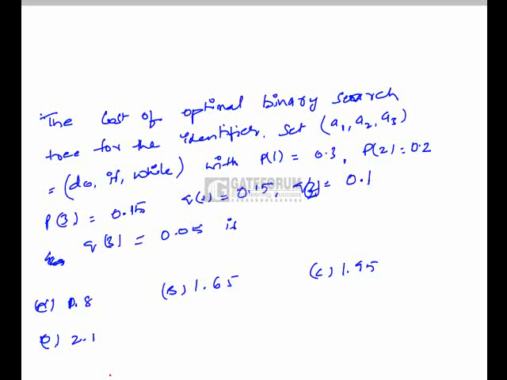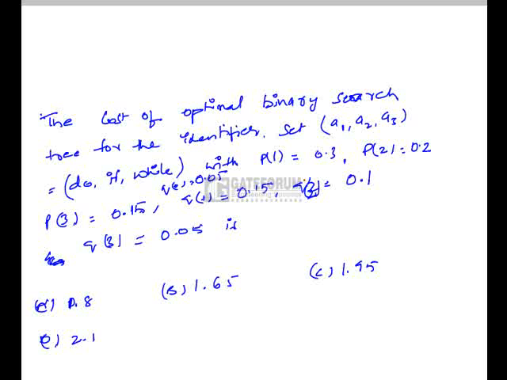The question is: the cost of the optimal binary search tree for the identifier set A1, A2, A3 equal to do, if, while, with P1, P2, P3 given as 0.3, 0.2 and 0.15, and Q0, Q1, Q2 and Q3 given as 0.05, 0.15, 0.1 and 0.05.